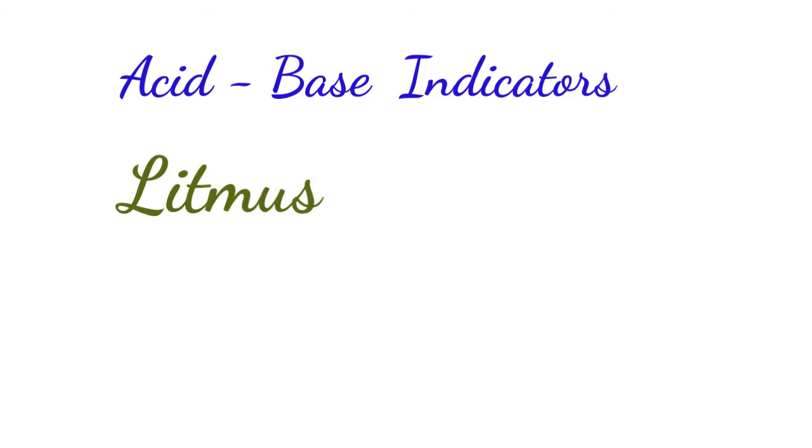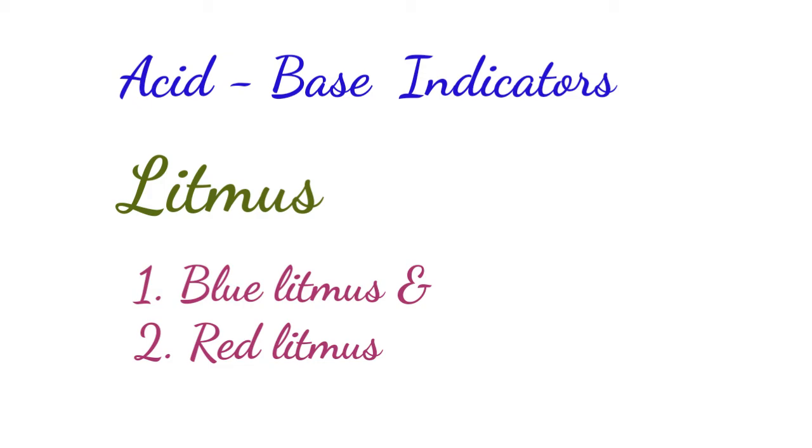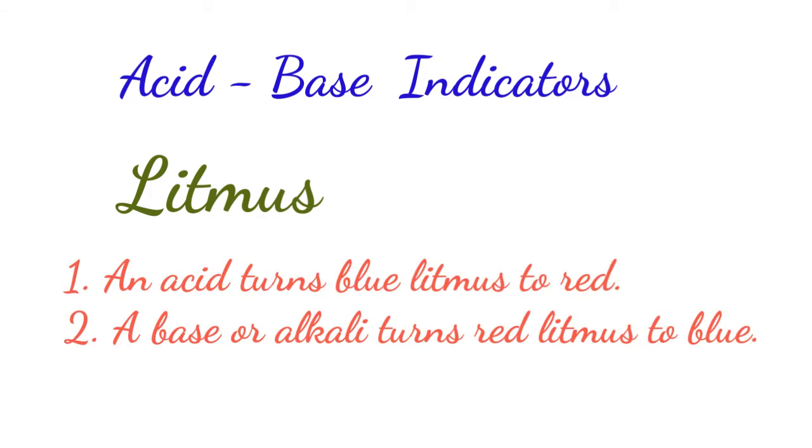The most common indicator used for testing acids and bases in the laboratory is litmus. Litmus can be used in the form of litmus solution or in the form of litmus paper. They are of two types, blue litmus and red litmus. An acid turns blue litmus to red, whereas a base or an alkali turns red litmus to blue. So with litmus we can find out whether the solution is acidic or basic.